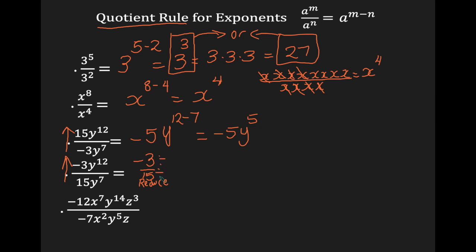And I have to find a number that will divide 3 and 15 evenly, same number. Both numbers can be divided by 3. Negative 3 divided by 3 is negative 1, and 15 divided by 3 is 5. So notice my answer is negative 1/5. Remember, your base is y, and we're going to keep that, and we're going to subtract 12 minus 7. So my answer is negative 1/5 y to the 5th power.